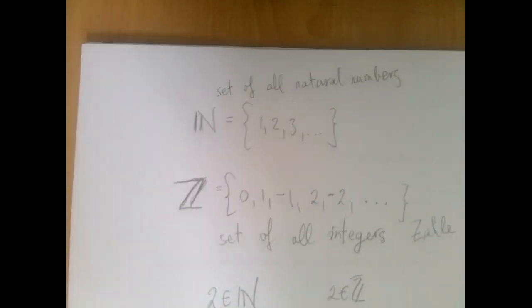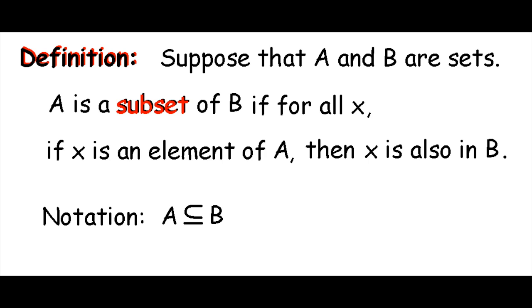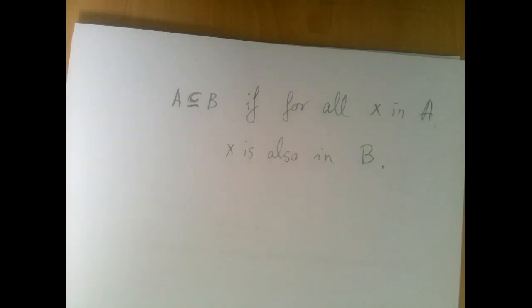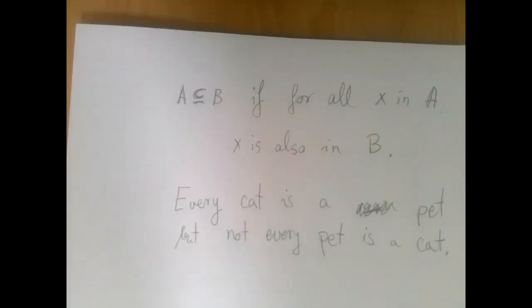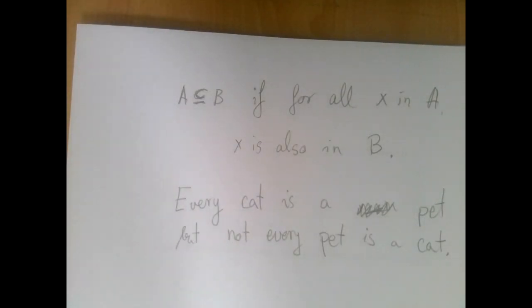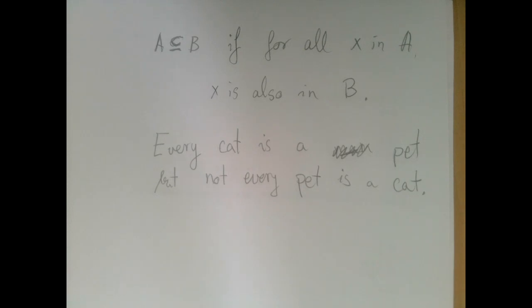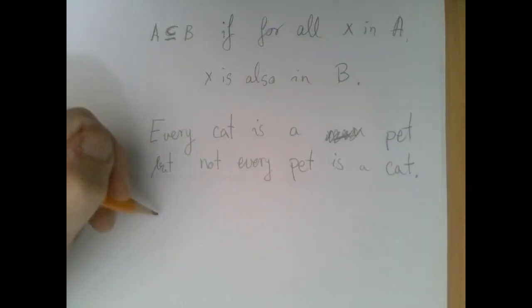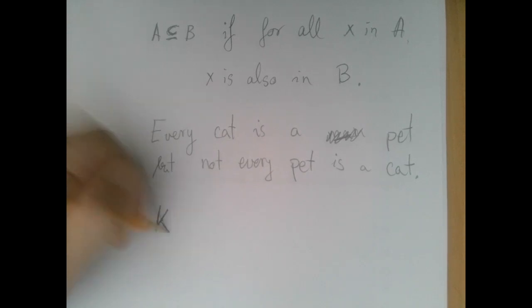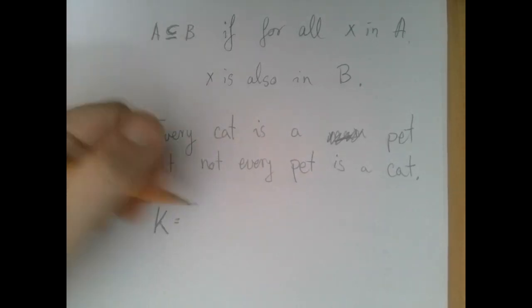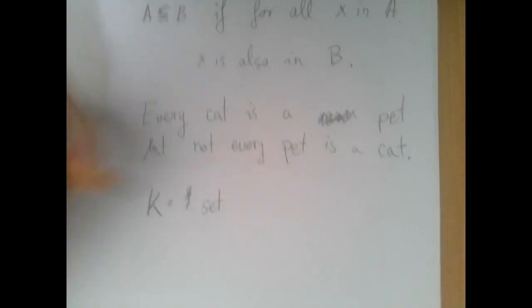So let me write down the definition. A is a subset of B if, and only if, for any element in A, it is also in B. The concept of subset, it's not that new. For example, how about this statement? Every cat is a pet, but not every pet is a cat. That is the classic case of subset, right? The set of all cats, let's say K, I'm looking for letters we haven't used yet. K would be the set of all cats. We can just write it down, then we don't need the braces.